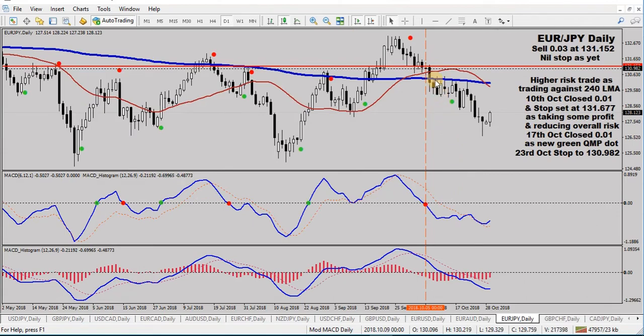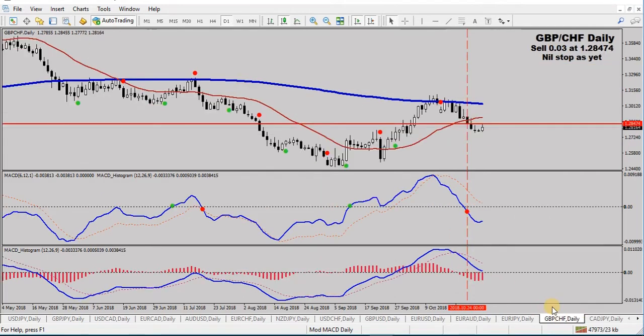Euro yen, and a sell back here. We closed 2/3, stops here. Might just slowly bring my stop down a bit. Looks like this wants to head up there. Pound Swiss, and a sell. It's going nowhere, but with slight profit.